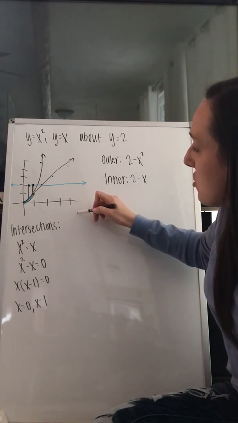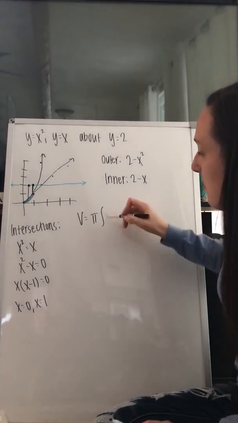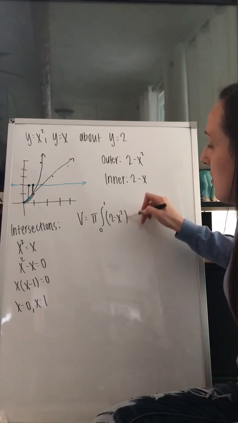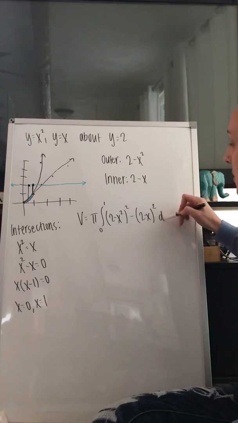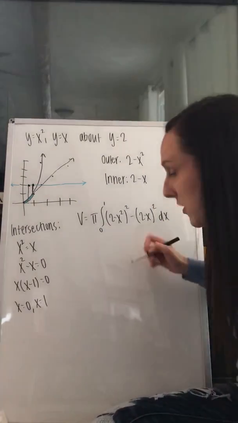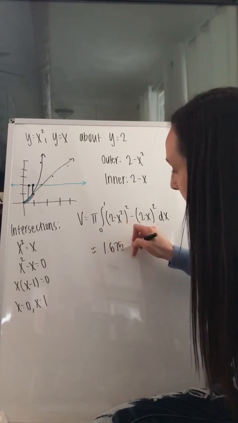So when I set up my integral, the volume is going to be pi times the integral from 0 to 1 of my outer radius, 2 minus x squared, minus 2 minus x squared dx. And when you plug that into your calculator to evaluate, you should get a volume of approximately 1.6755.